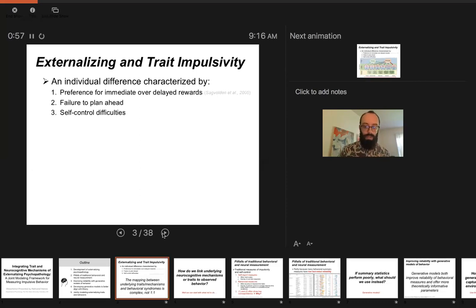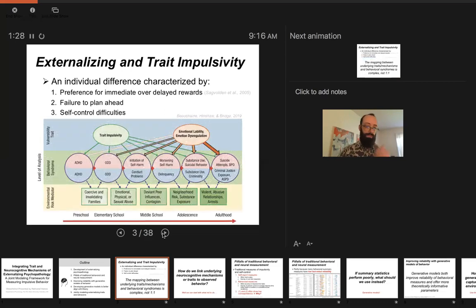So to begin, externalizing psychopathology, when I say that, I'm really talking about psychological disorders that are characterized by high trait impulsivity. Trait impulsivity is an individual difference, so we all have some level of it. It consists of a preference for immediate over delayed rewards. If you've ever heard of the marshmallow task, I give you one marshmallow now, and if you don't eat it in the next 15 minutes, I'll give you a second one. So that type of preference for immediate over delayed rewards, failures to plan ahead or think about the consequences of one's actions, and generally having difficulties regulating emotion and making self-controlled decisions.